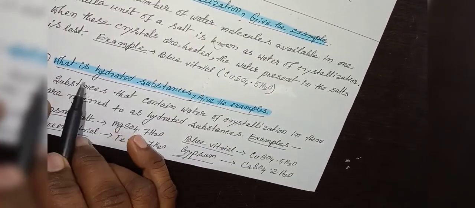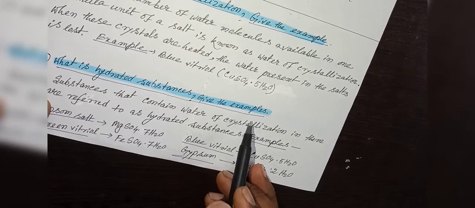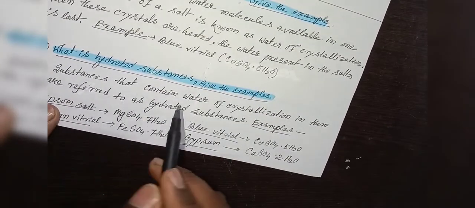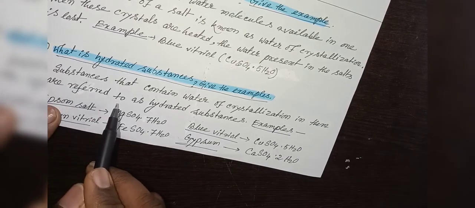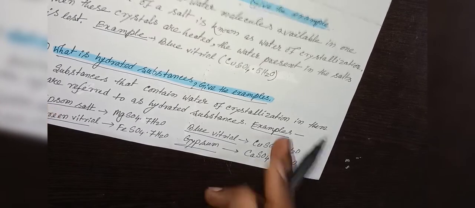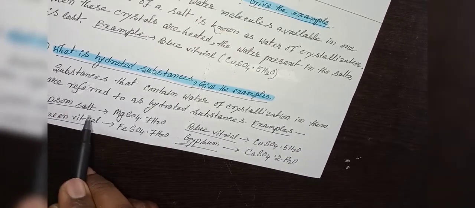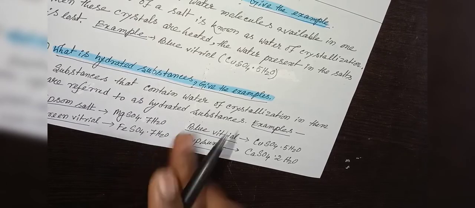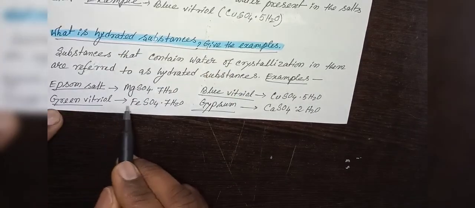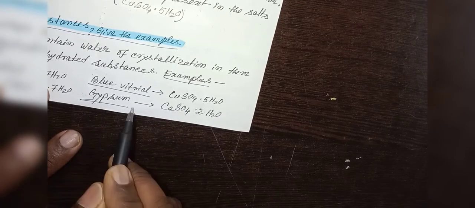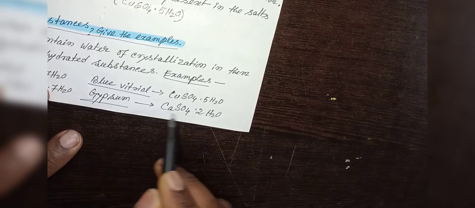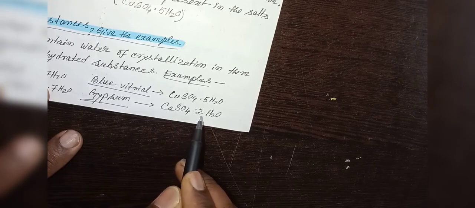Next question, what is a hydrated substance? Give the example. Substances that contain water of crystallization in them are referred to as hydrated substances. Examples: Epsom salt, MgSO4 7H2O; green vitriol, FeSO4 7H2O; hydrated copper sulfate, blue vitriol, that is CuSO4 5H2O; gypsum, hydrated calcium sulfate, that is CaSO4 2H2O.